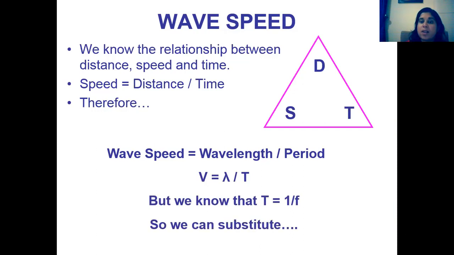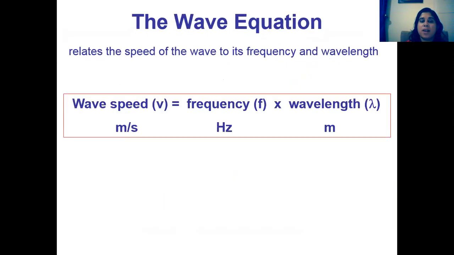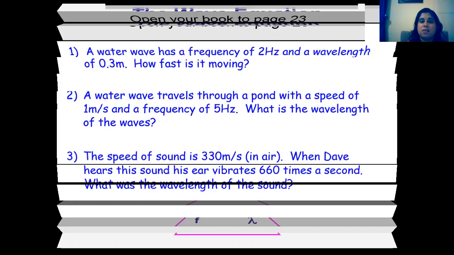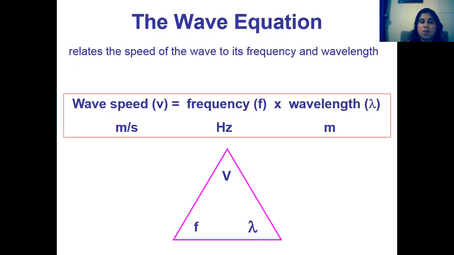And how to calculate the time? 1 divided by the frequency. So, we will get the formula. The speed of the wave is calculated by the formula: frequency, if you know the frequency, then you multiply it with the wavelength.